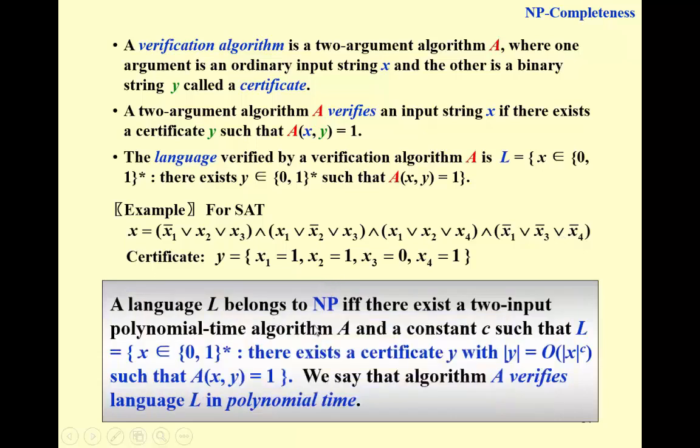Okay, now this is for NP. We say a language L belongs to NP if and only if there exists a two-input polynomial time algorithm A. So for every instance X in L, A can verify it with some Y, where the size of Y is a polynomial of the size of the input X. And we say that algorithm A verifies language L in polynomial time. So in short, we say that a language L belongs to NP if and only if there exists an algorithm A that can verify L in polynomial time.